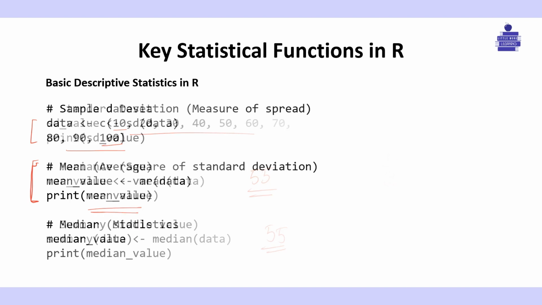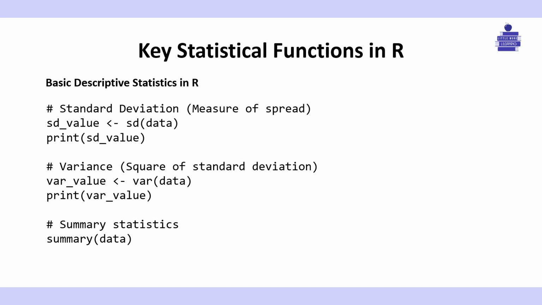Next comes standard deviation. So standard deviation is the measure of spread of the data. Here it will compute to about 30.27. Whereas variance is just the square of the standard deviation. Here it will be 916.67. Lastly, summary is used for summarizing the data. It gives a quick overview, including minimum, maximum, mean, and quartiles for the dataset.